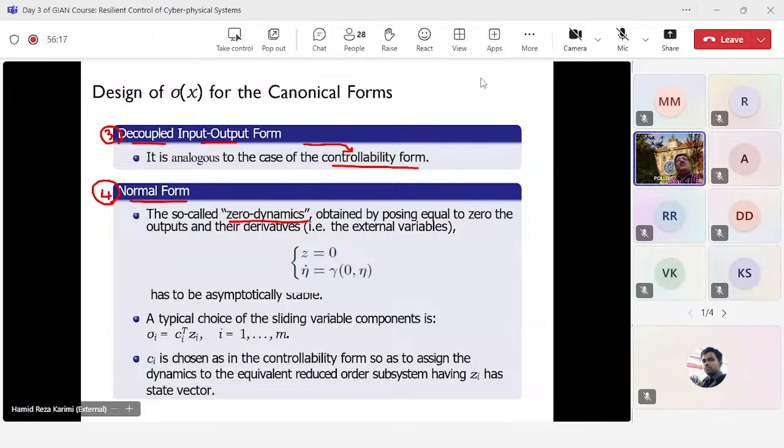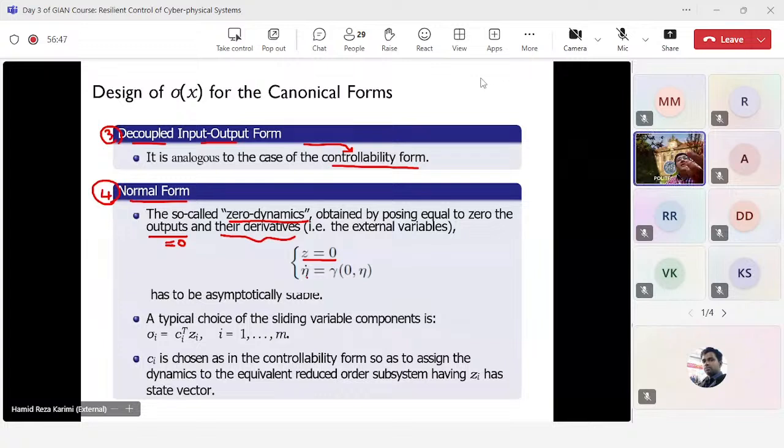It means that it can be obtained by posing equal to zero the output. So how to bring the output, for example, equal to zero? In this case, and of course also the derivatives, you can see that the output is zero. And in this case, you need to find some zero dynamics, like the eta. The eta here is the zero dynamics.